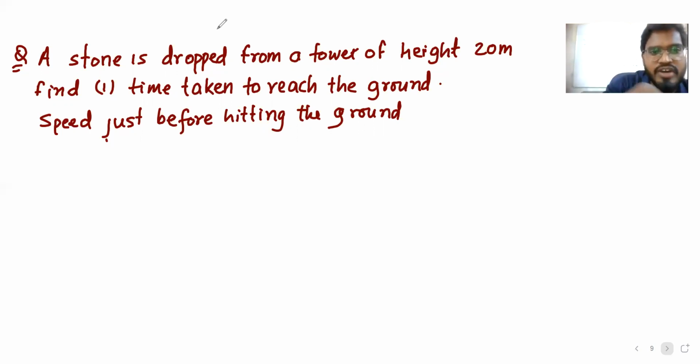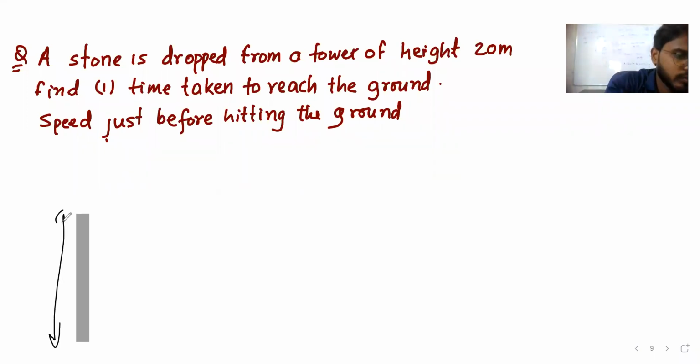So the tower, if you will draw, let's take, this is the tower, right? A stone is dropped from a tower of height 20 meter. Then what is U here? 0. Obviously acceleration is how much here? Minus of g, right?